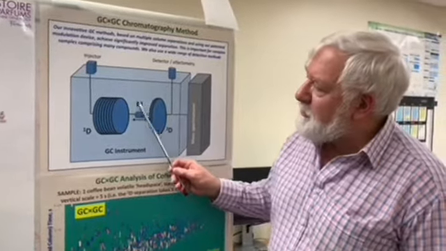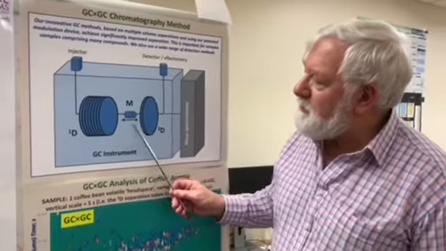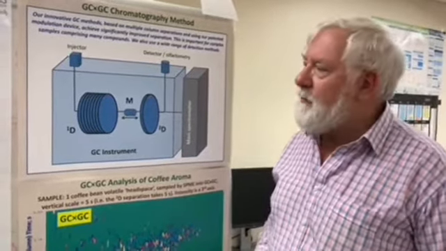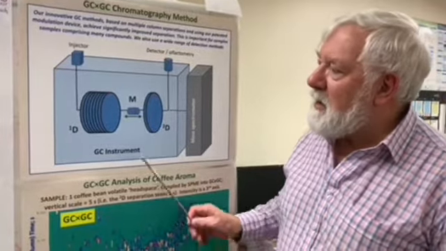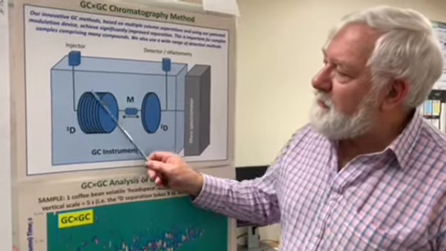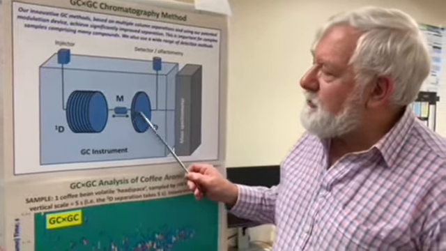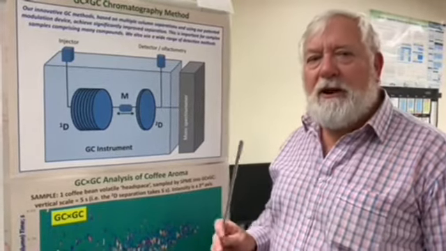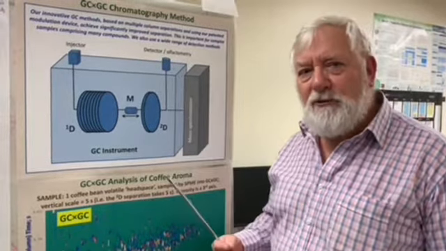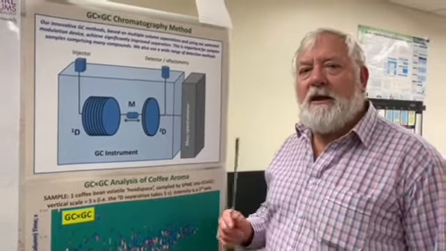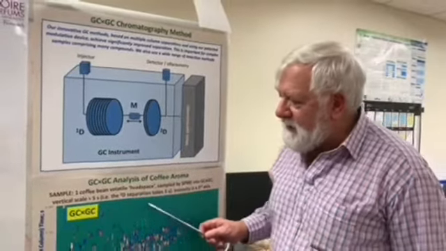But what's special is a modulator system, which is a cryogenic system, which I developed some years ago, and it's been patented. Now what happens here is that the compounds that are inserted into the first column pass through the second column, but the modulator causes them to periodically stop movement and then pulses into the second column. The net effect is what we can see down here.